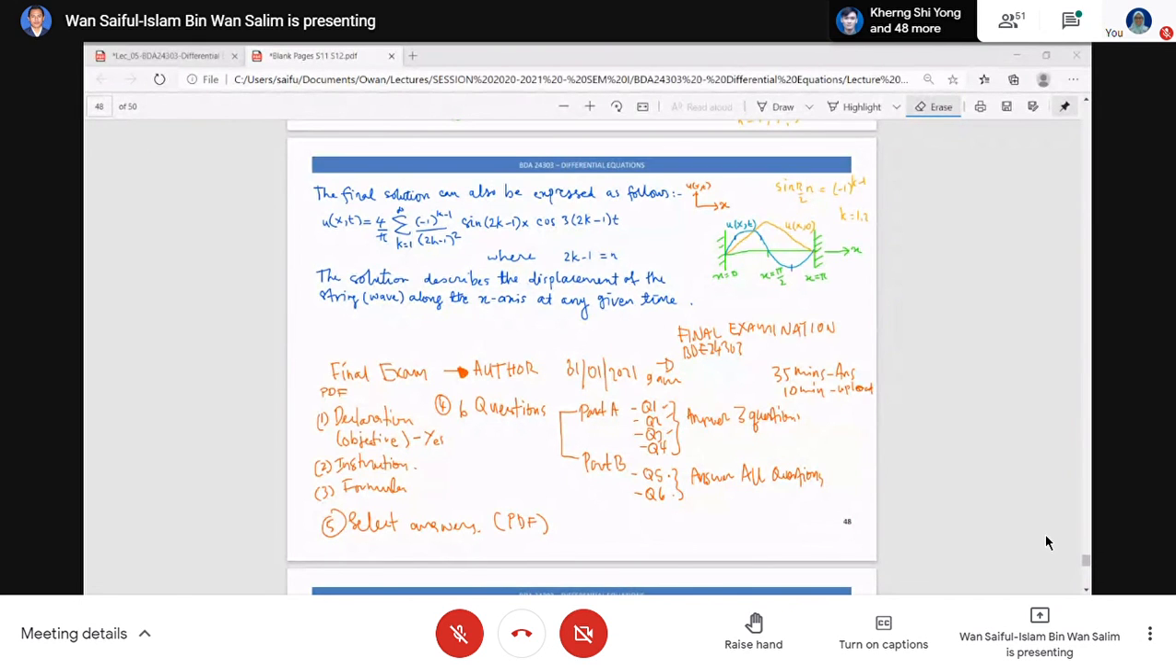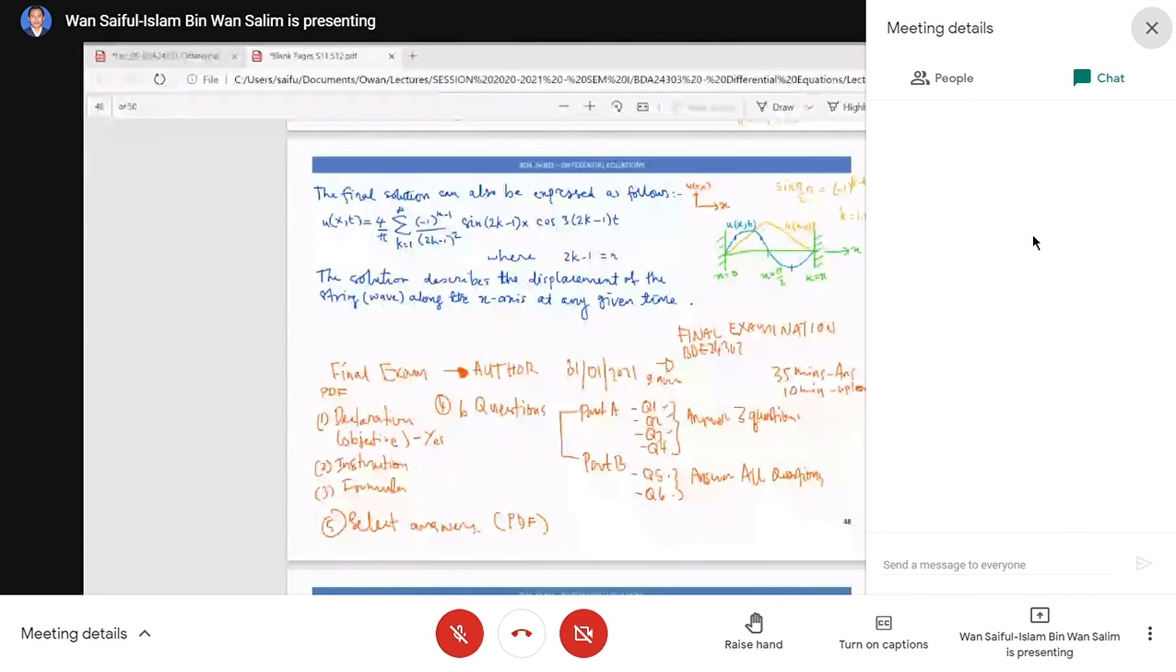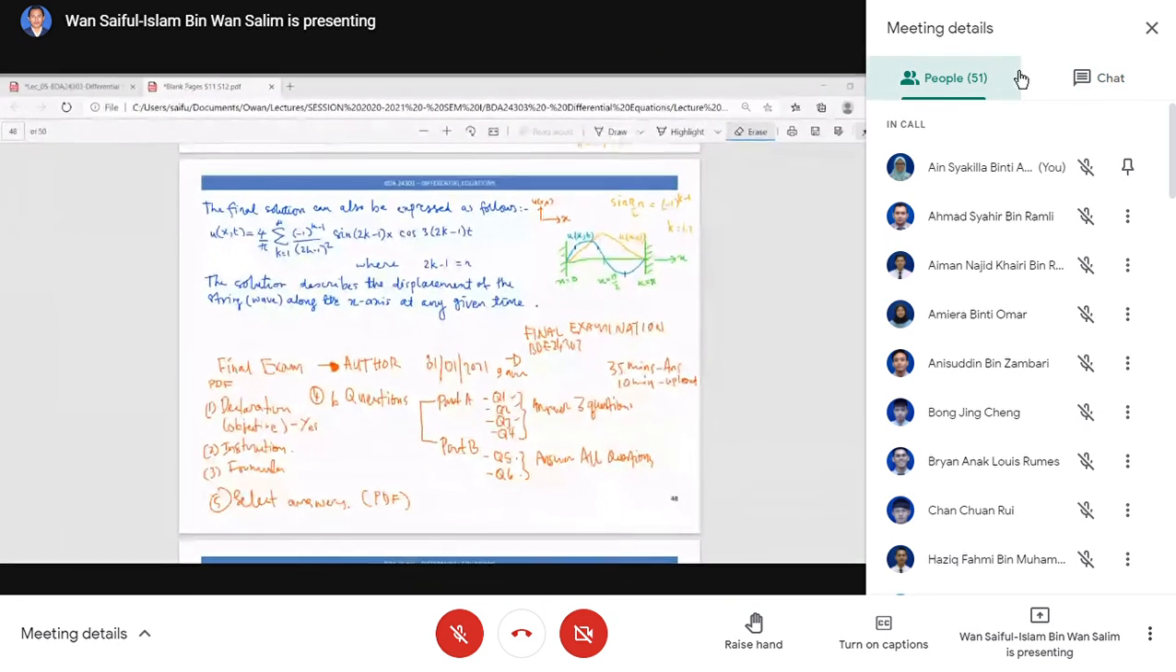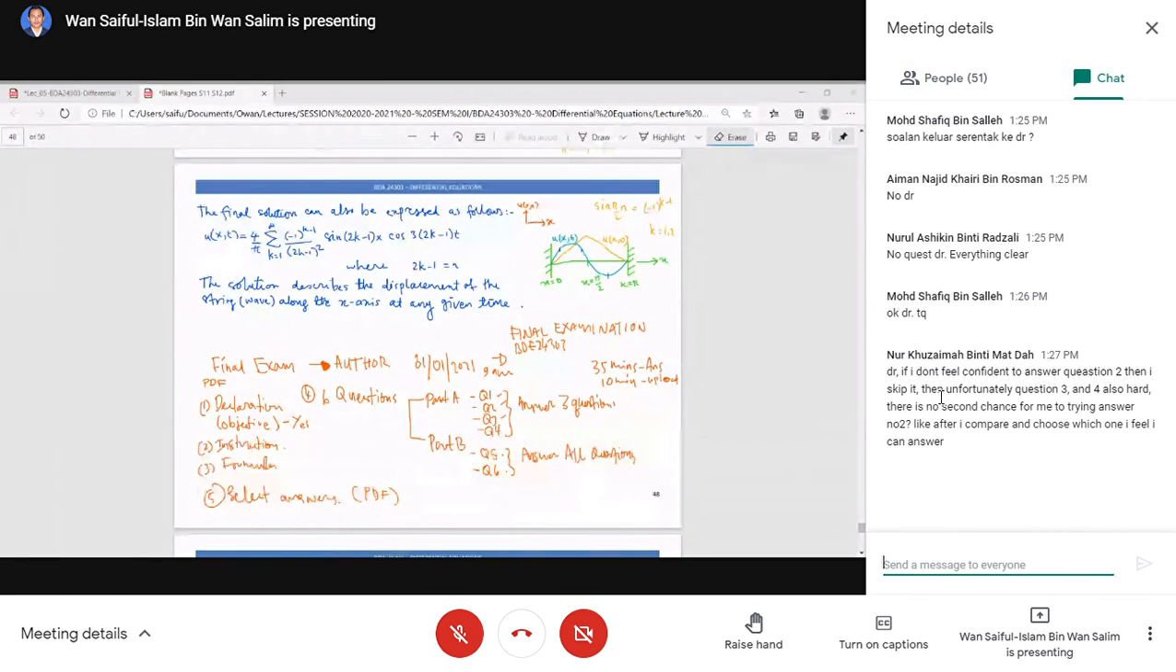Alright, Huzaimah asks, if I don't feel confident to answer question 2, then I skip it, then unfortunately questions 3 and 4 are also hard. There's no second chance for me to try to answer number 2? No. The answer is no. Okay, in these circumstances, no. Dalam situasi sekarang, di mana online system ni tidak membenarkan untuknya tu.